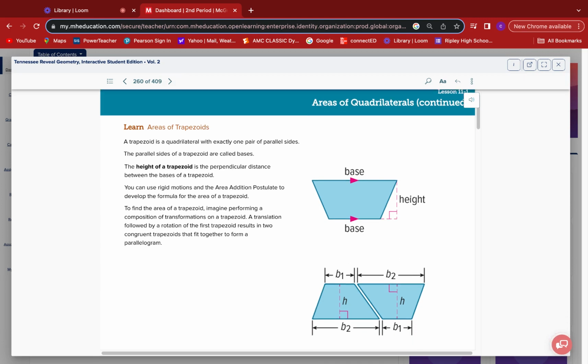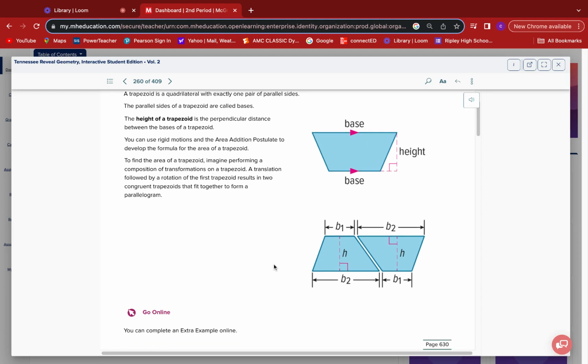Moving on to trapezoids. Okay, same kind of concept as a parallelogram, talking about the height. It is the perpendicular distance from base to base. The other two are your legs of the trapezoid. They are not considered the base because they're not parallel. All right, you can have the height on the inside or you could have the height on the outside, but it is still the perpendicular distance between the bases.